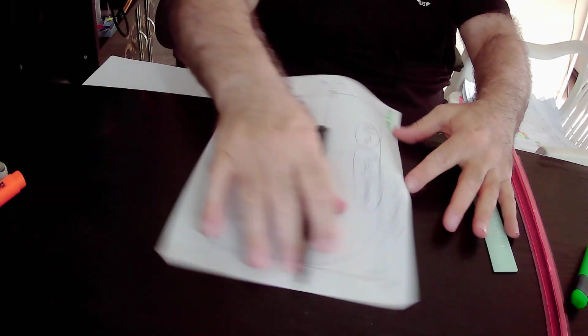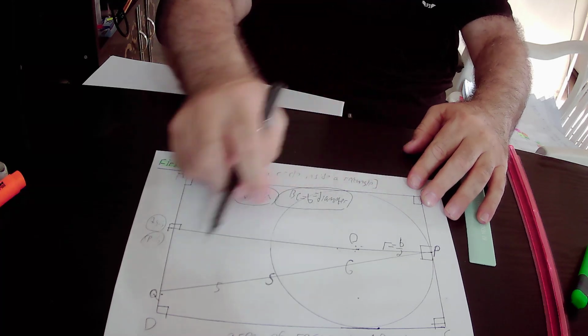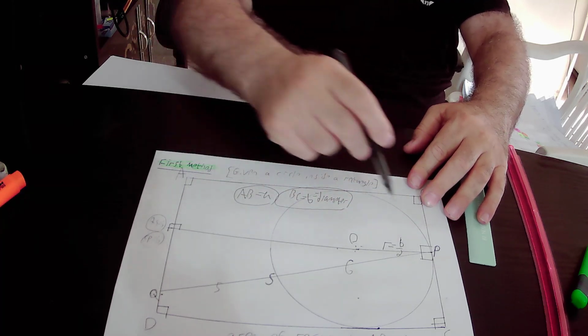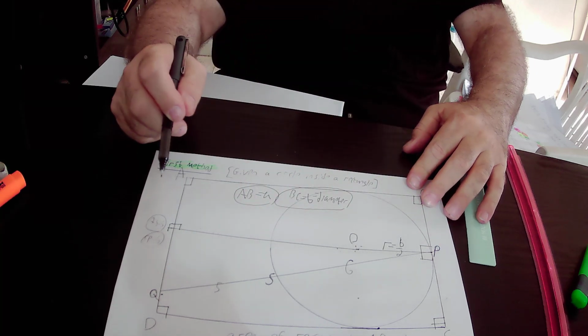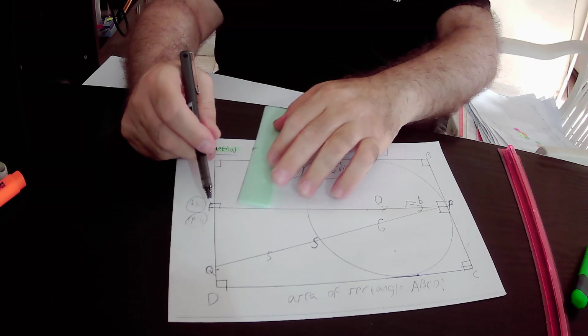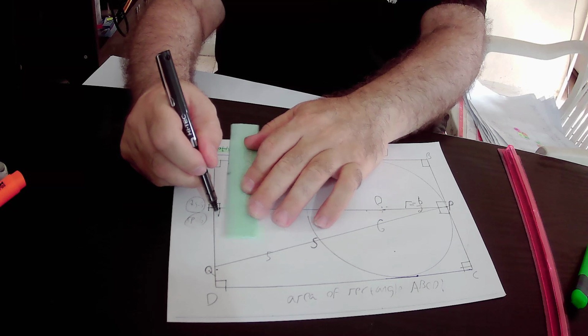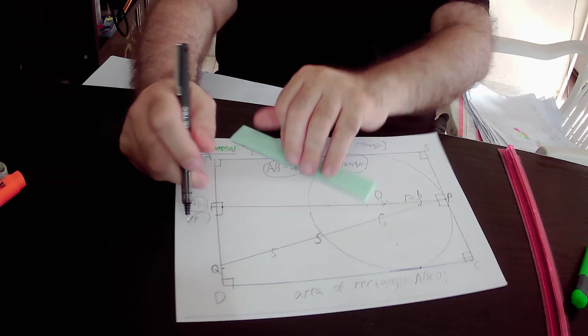Likewise, if you focus on quadrilateral FPDC, we have 1, 2, 3 right angles. And according to the same rule, this angle must also be equal to 90 degrees.